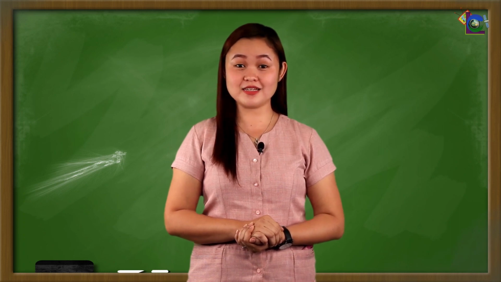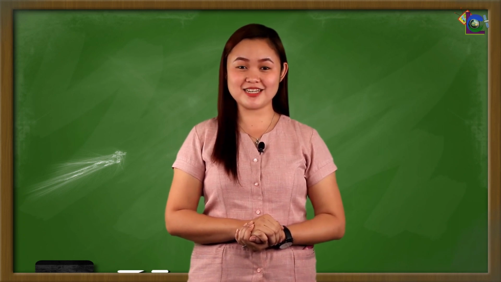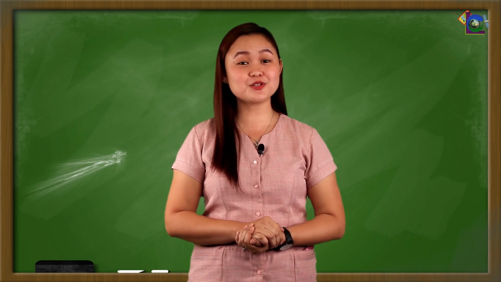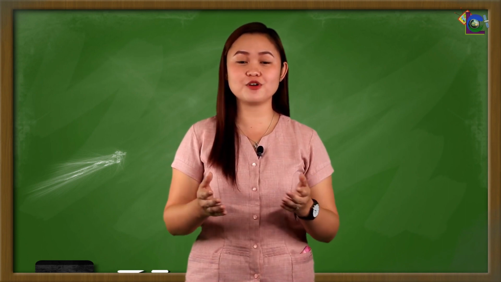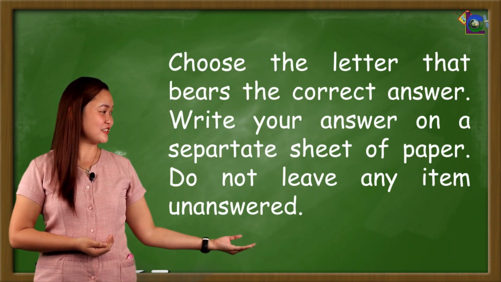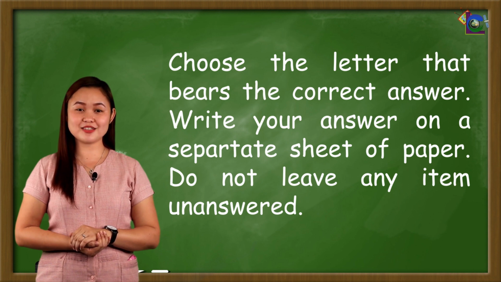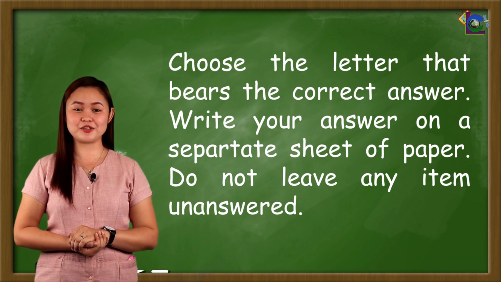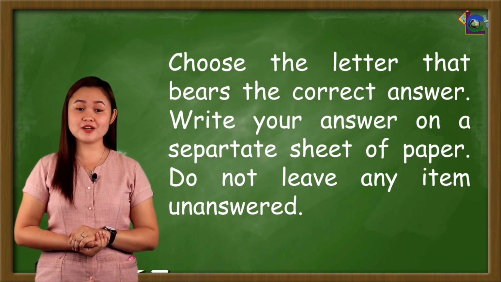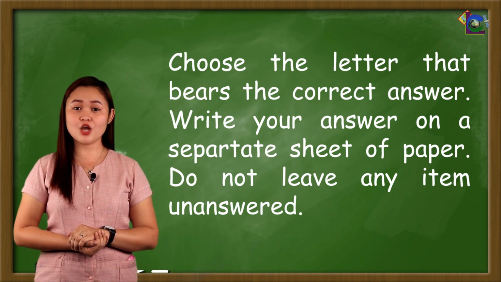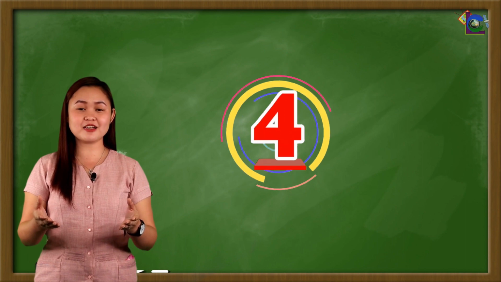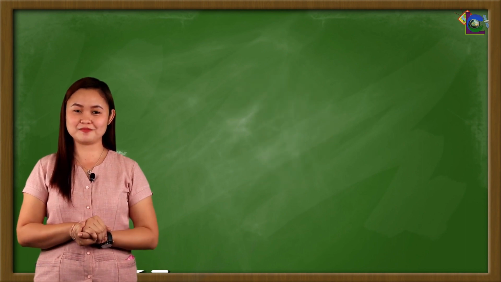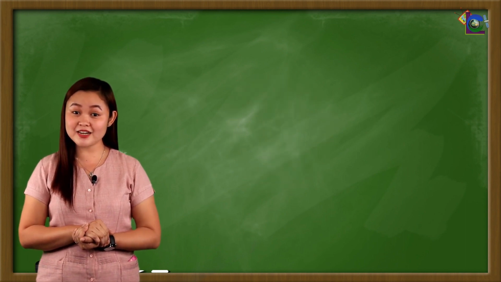Before we head on to our lesson, you will answer a pre-test. Don't worry, your scores will not be recorded. This is just to check how far you have gone in our lesson today. Here are the instructions. Choose the letter that bears the correct answer. Write your answers on a separate sheet of paper. Do not leave any item unanswered. You have 5 seconds for every item to answer. Did I make myself clear?